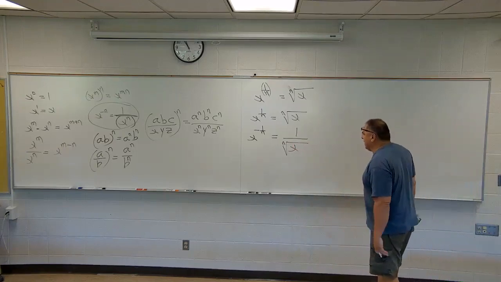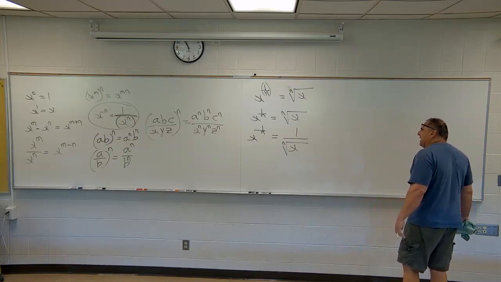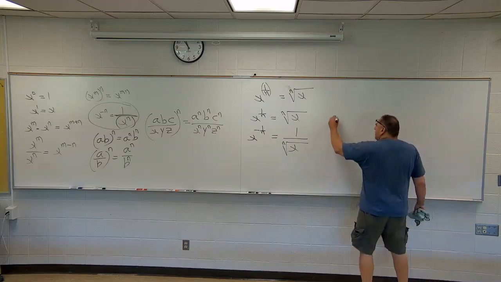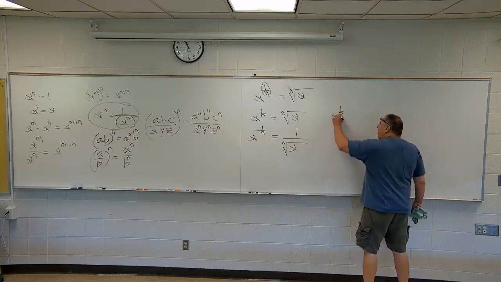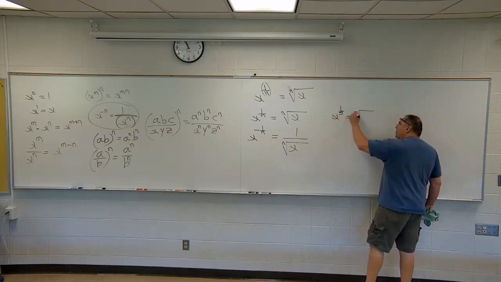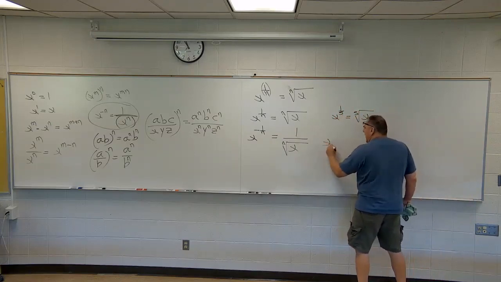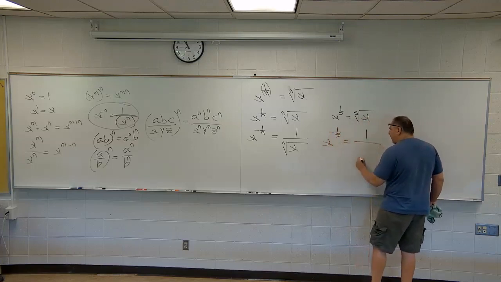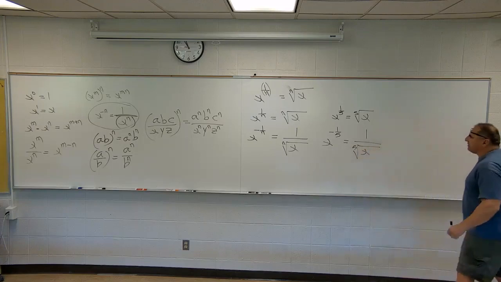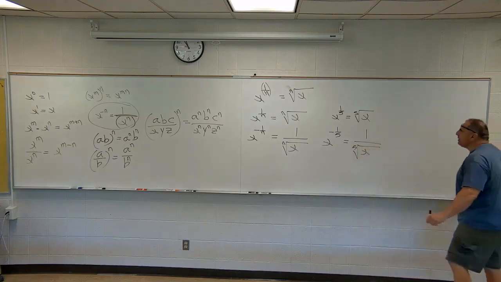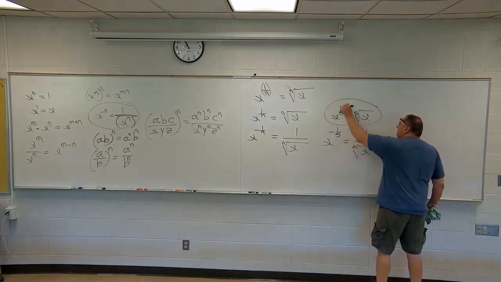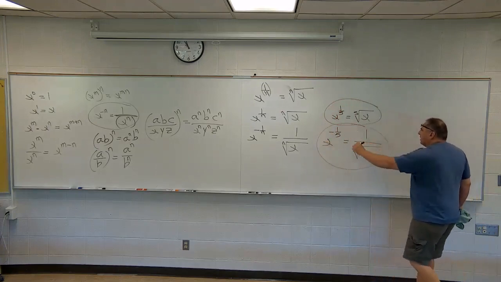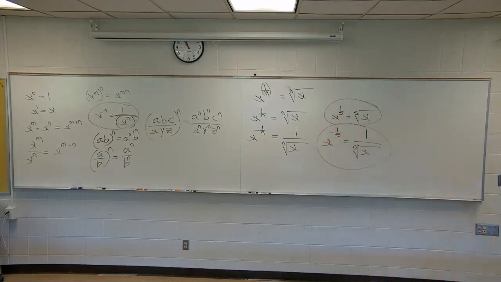Now let's talk. The devil's always in the detail, I guess you could say. So if you had x to the 1/5 power, that means the 5th root of x. If you had x to the negative 1/5 power, that means 1 over the 5th root of x. You got this. Look at something like that.